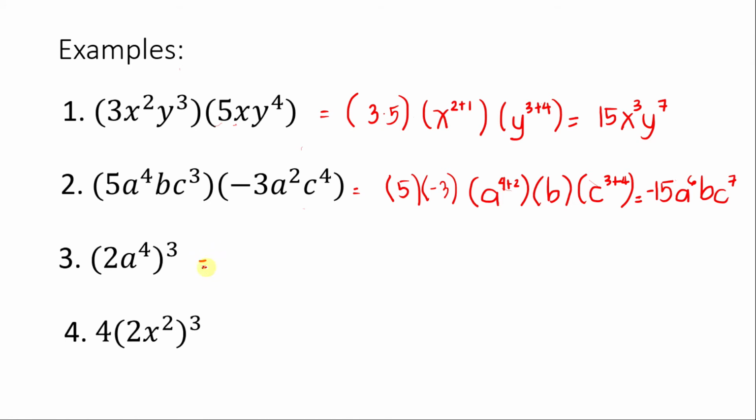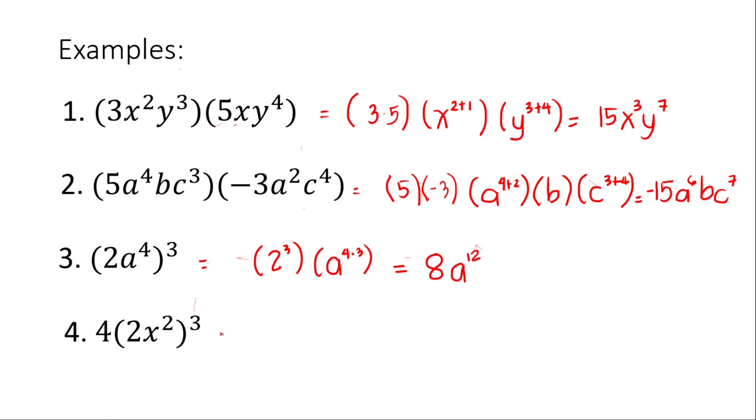Next, we have the term 2a to the 4th raised to the 3rd power. So, magkakaroon tayo ng 2 to the 3rd power, and then yung a will now have the exponents 4 times 3. So, our final answer will be 2 to the 3rd power is 8, 2 times 2 times 2, and then a will now have the exponent 4 times 3, and that is 12.